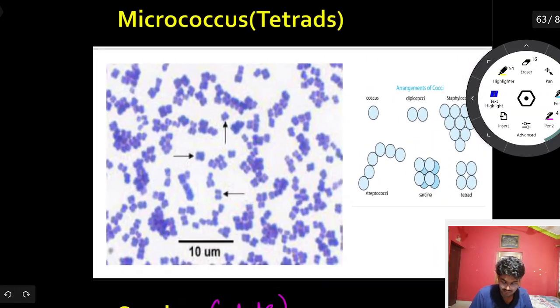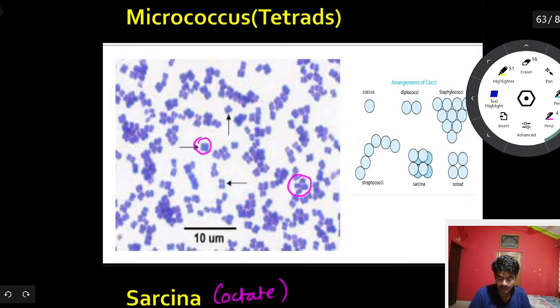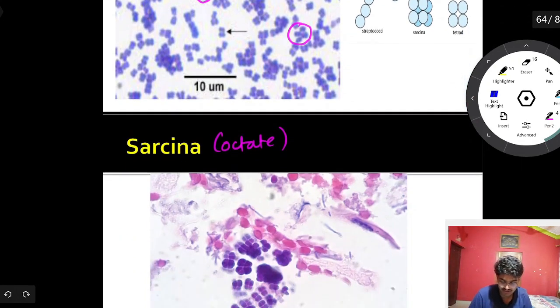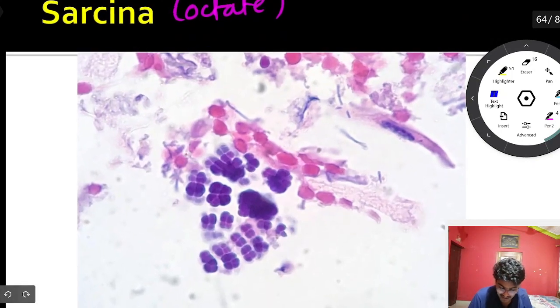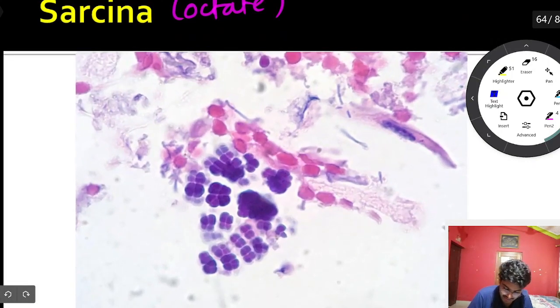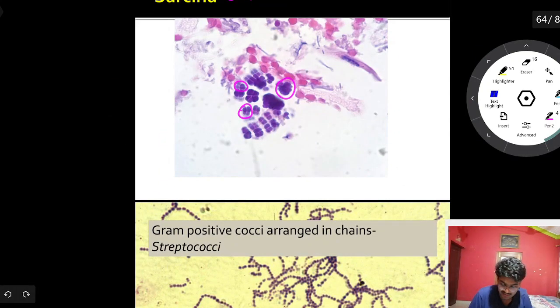Then this is our tetrads. You see, they are arranged in 4. These are tetrads, for example, Micrococcus, we already taught. Then there is the octad arrangement, that is one tetrad and behind them is the other. These are examples of octad shape. Our Sarcina is the example for octad. Okay, these are the gram positive cocci.